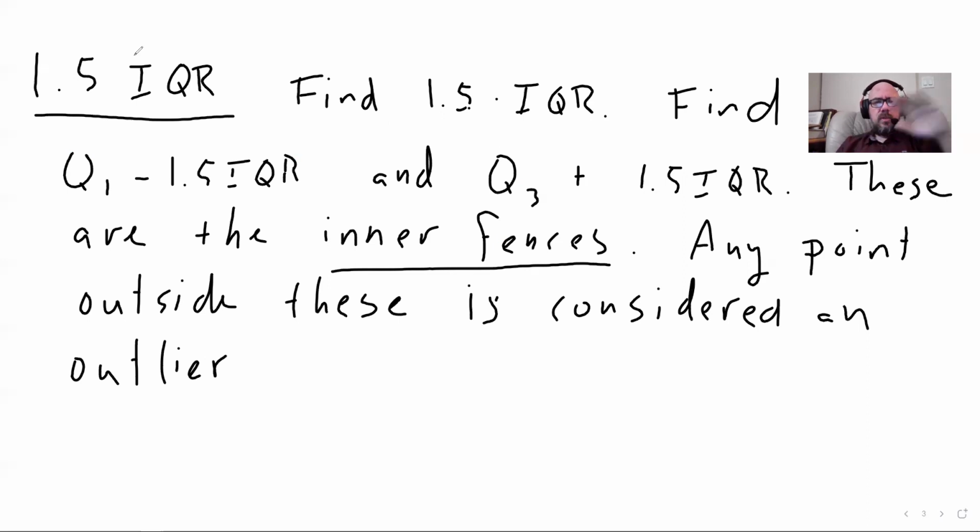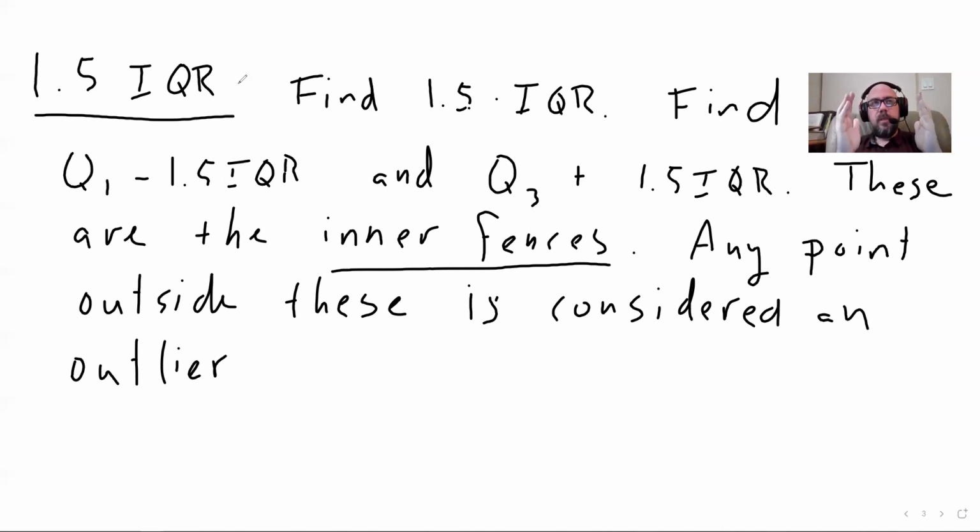So this is called the 1.5 times IQR method for finding outliers. And if you remember, IQR is interquartile range, or the difference between Q1 and Q3. So Q1 to Q3 is a distance, right? Q1 is some number, Q3 is some other number, and the distance between those numbers is the interquartile range, or IQR.